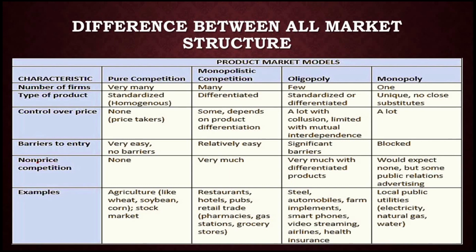Examples: agriculture and stock market in pure competition. Monopolistic competition: pubs, hotels, retail trades, pharmacies, gas stations, grocery stores, etc. In oligopoly: automobiles, steel, farm equipment. In monopoly, examples are Indian Railways or local public utilities like electricity and natural gas, but a pure monopoly is rare.